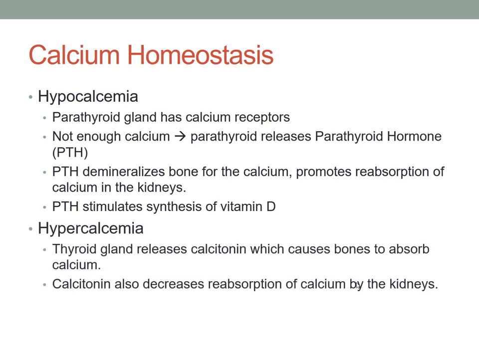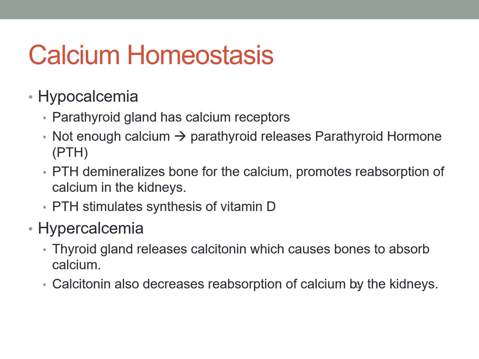Hypercalcemia is the opposite. It's high blood calcium. The thyroid gland releases calcitonin, which causes bones to absorb calcium. Calcitonin also decreases reabsorption of calcium by the kidneys. So if you have low blood calcium, the kidneys will be stimulated to reabsorb that calcium to put it back in the body. If you have high blood calcium, the kidneys will be stimulated to decrease that reabsorption or let it pass through into the urine to be excreted from the body.